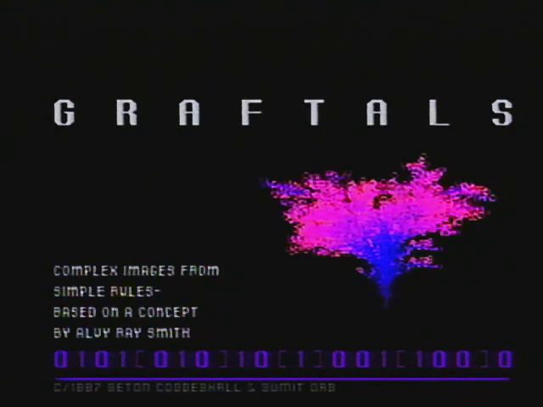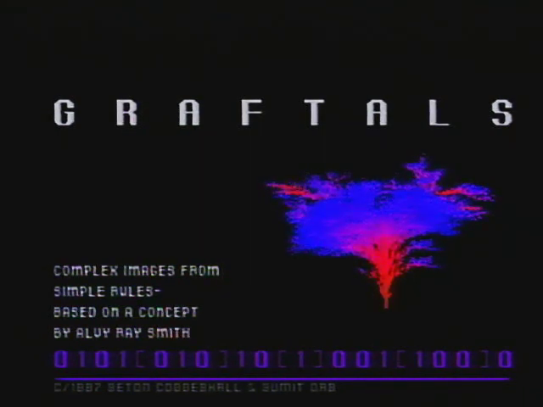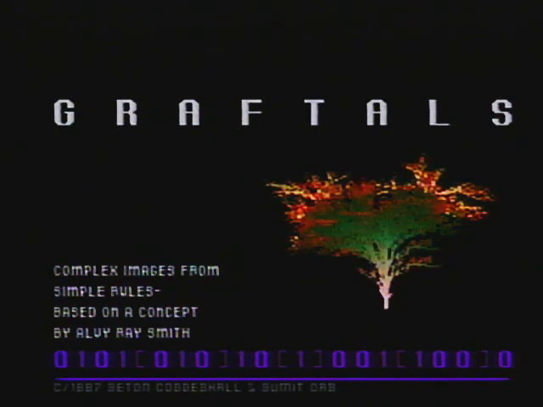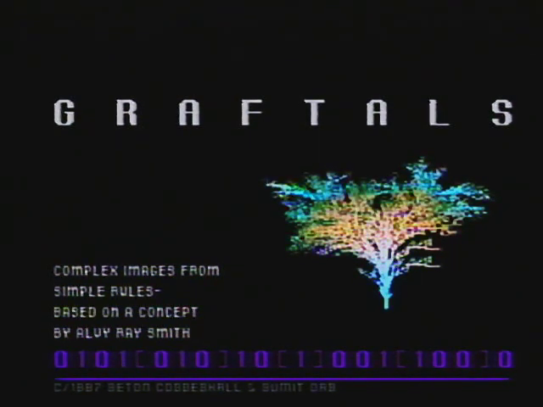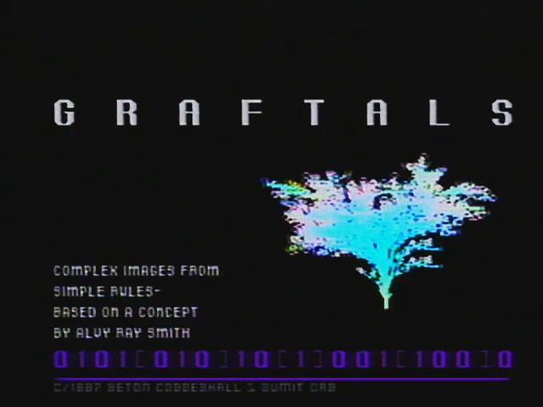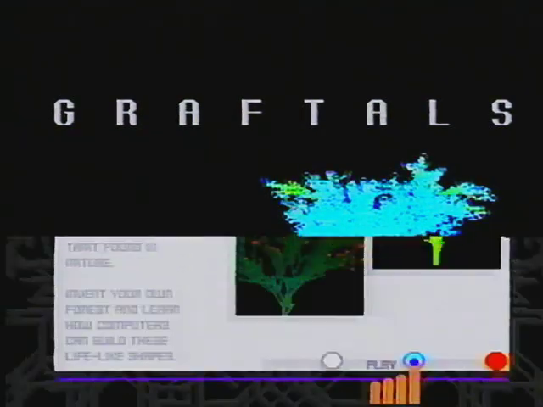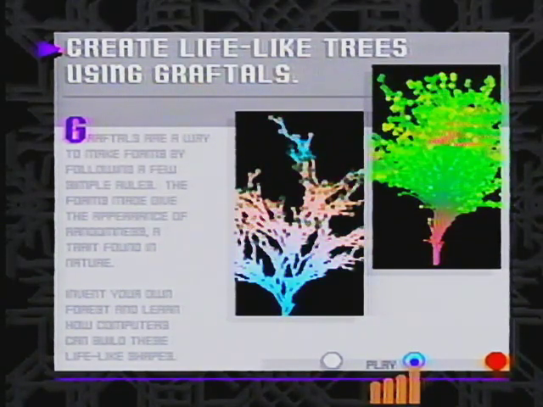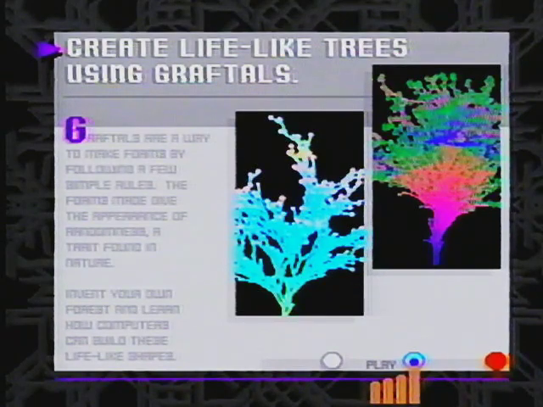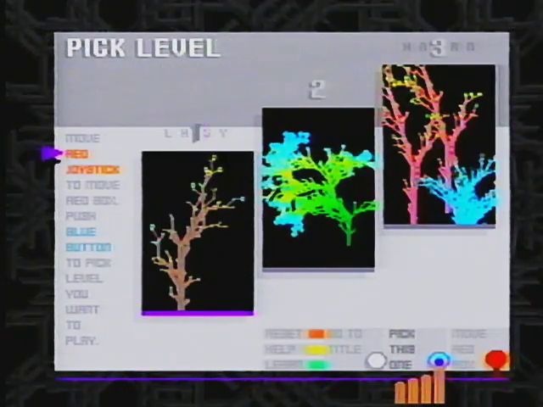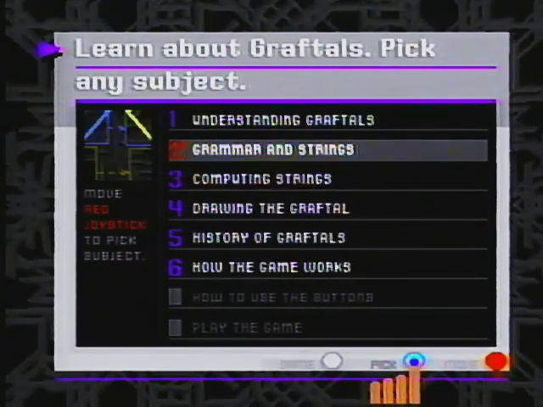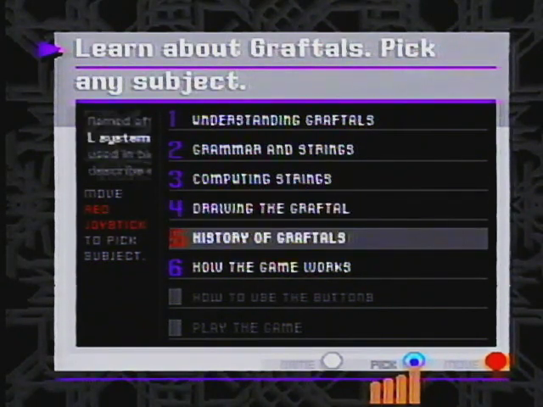Graphtals was originally developed for the interactive image show at the Museum of Science and Industry in Chicago as another way to visually and interactively explore mathematical concepts. It's now at the Computer Museum in Boston on permanent loan. Graphtals is an introduction to the idea of creating complex images from simple mathematical rules. It allows you to learn about them by controlling various aspects through the use of buttons and a joystick. Before we show you the game, however, let's cover a bit of Graphtal history.